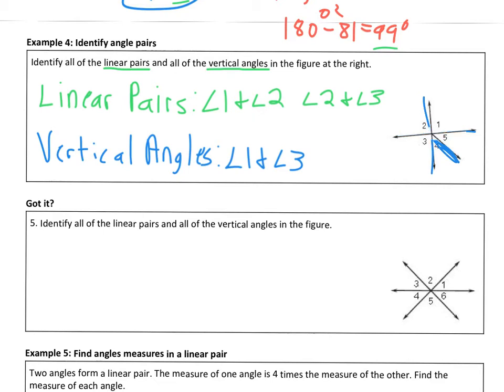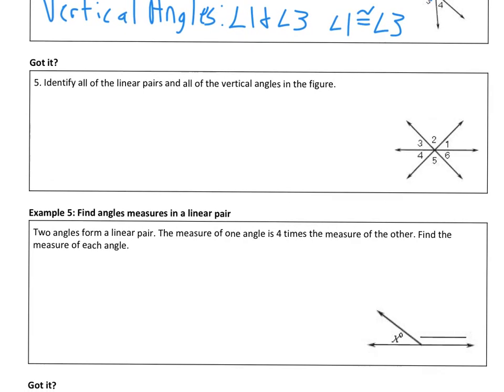So when we think about vertical angles, they're formed by two intersecting lines. So only angles 1 and 3 are vertical angles. On a side note, vertical angles are congruent. Angle 1 and angle 3 would be congruent, but we get into that a little bit later. All right? So in the got it, again, pause, check it out, see if you can answer this to the best of your ability, and then I'll explain.